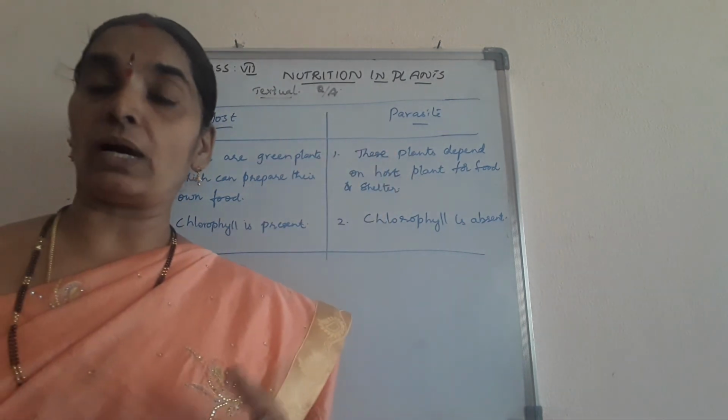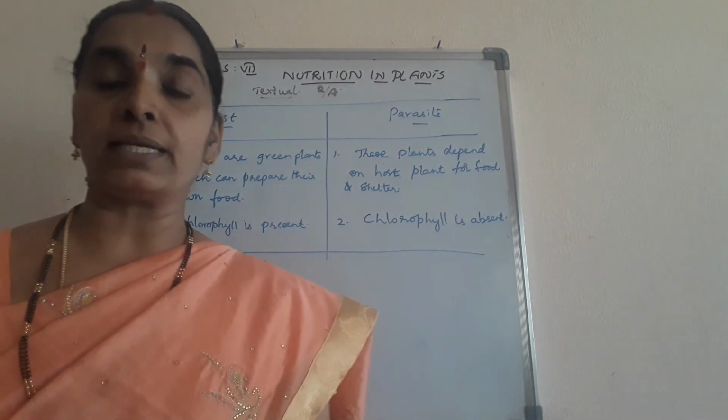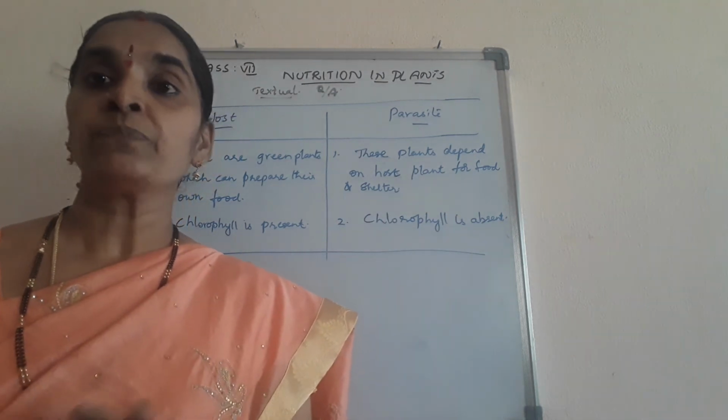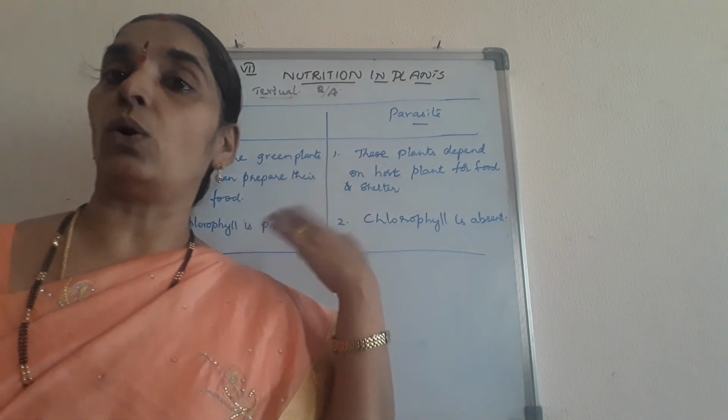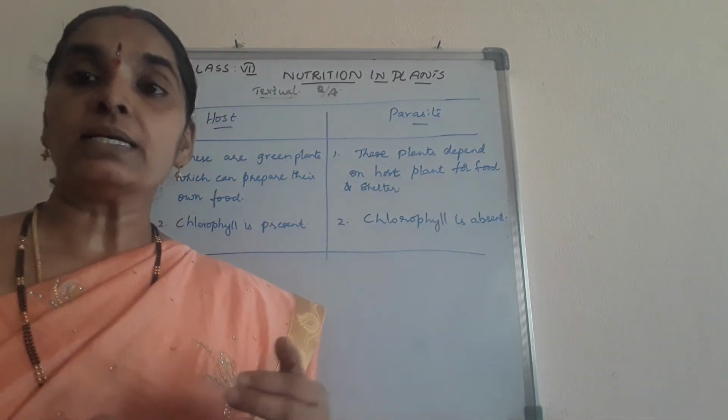Next, parasite. Already I have explained to you before about the parasite: they depend on the host plant for food, and they live in or on the bodies of the host plant and survive over them.